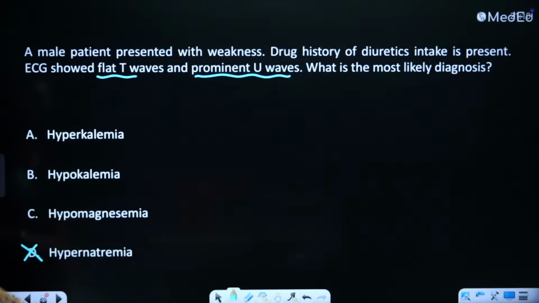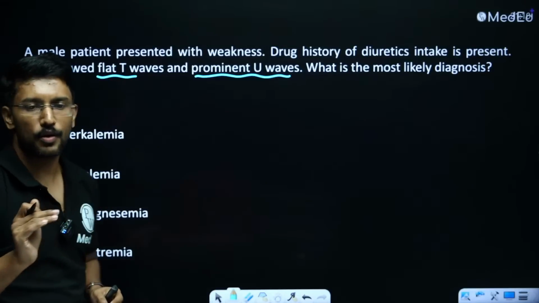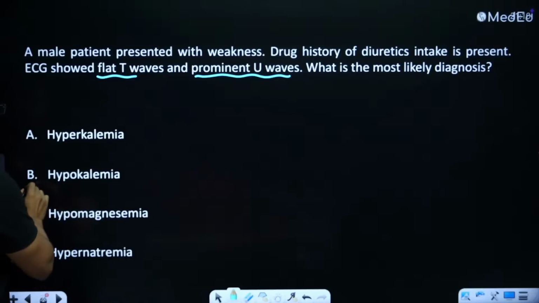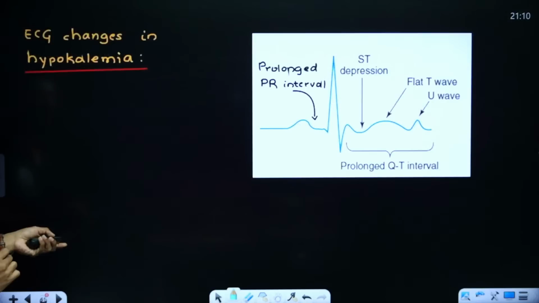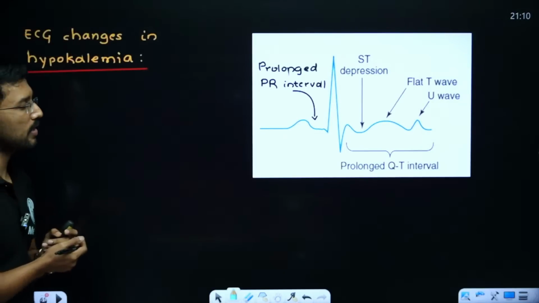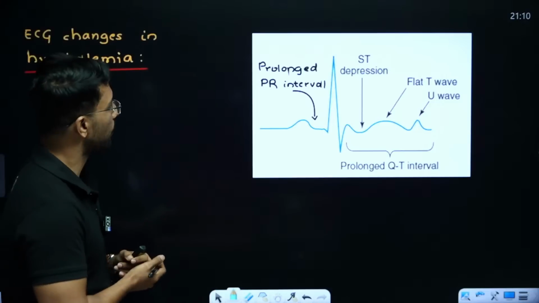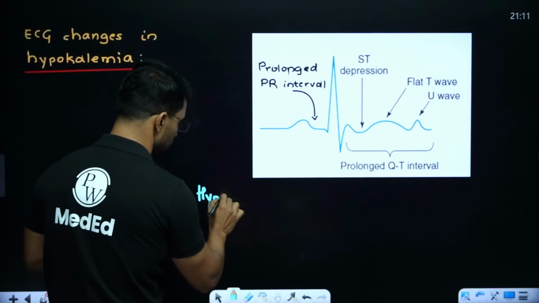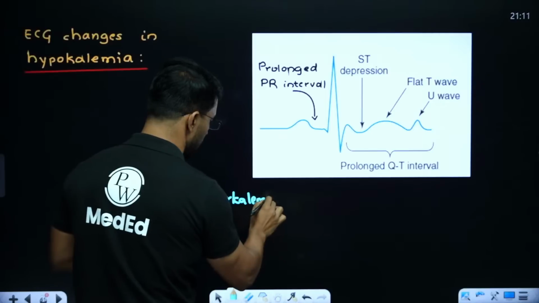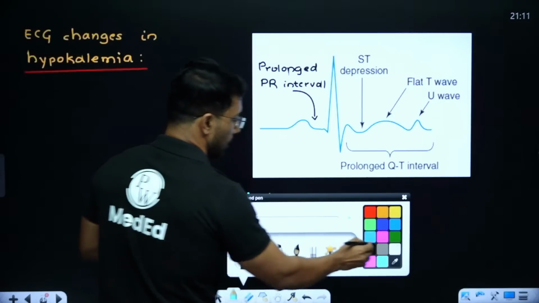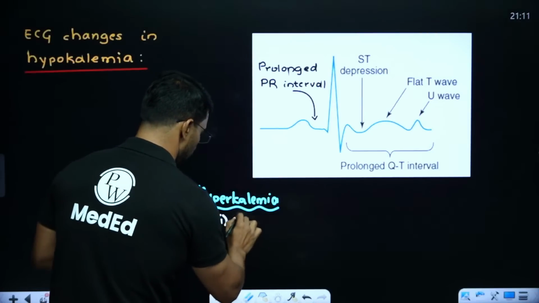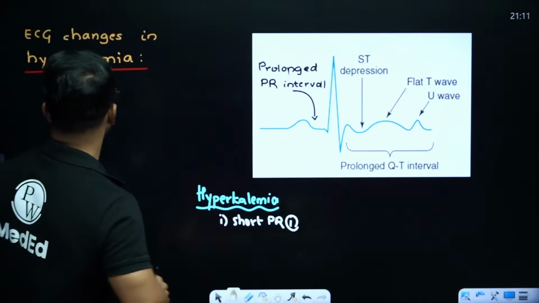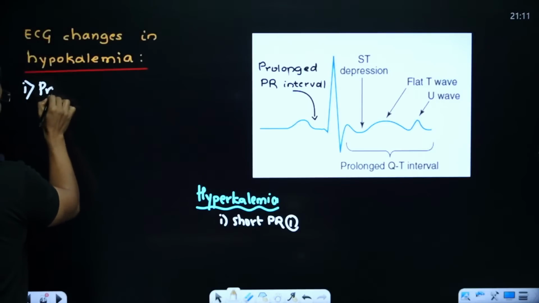Hyperkalemia, hypokalemia, hypomagnesemia. The moment you see tall tented T waves, you think of hyperkalemia. Similarly, U waves, primarily you should think of hypokalemia. So what are the ECG changes we get in hypokalemia? Some of them are exactly opposite of hyperkalemia. In hyperkalemia, the PR interval becomes shortened. Here we get prolonged PR interval. So in hypokalemia, I am getting prolonged PR interval.